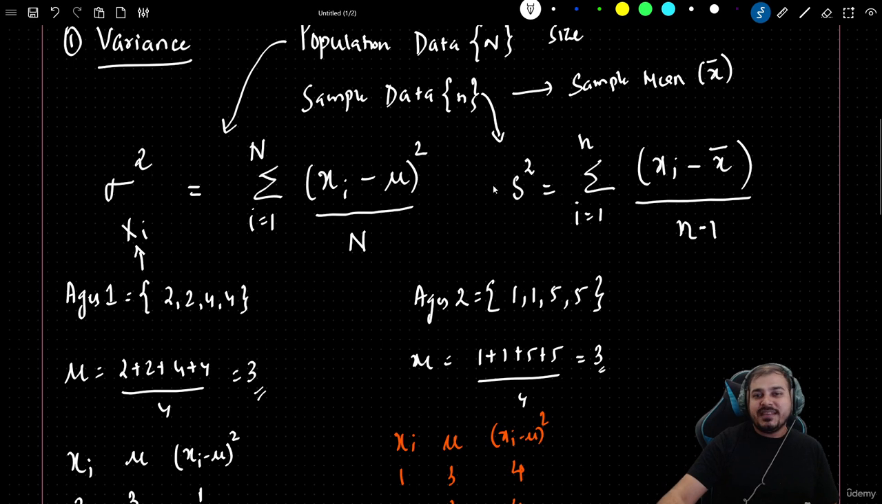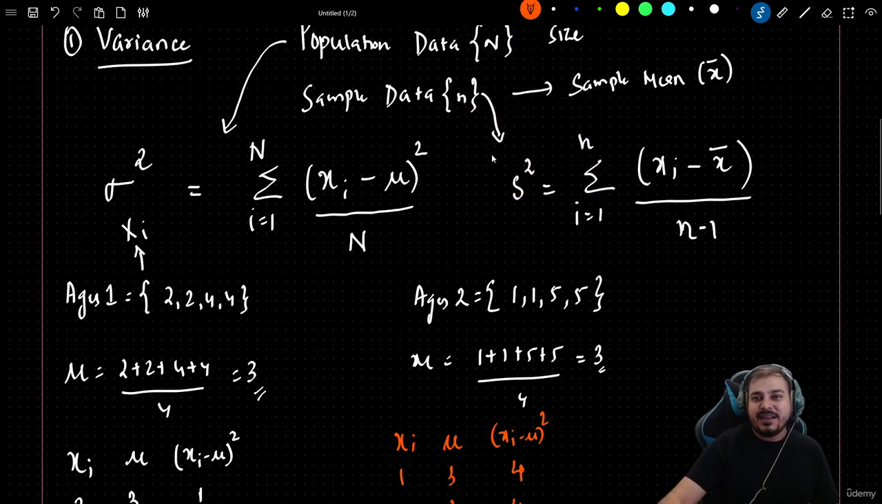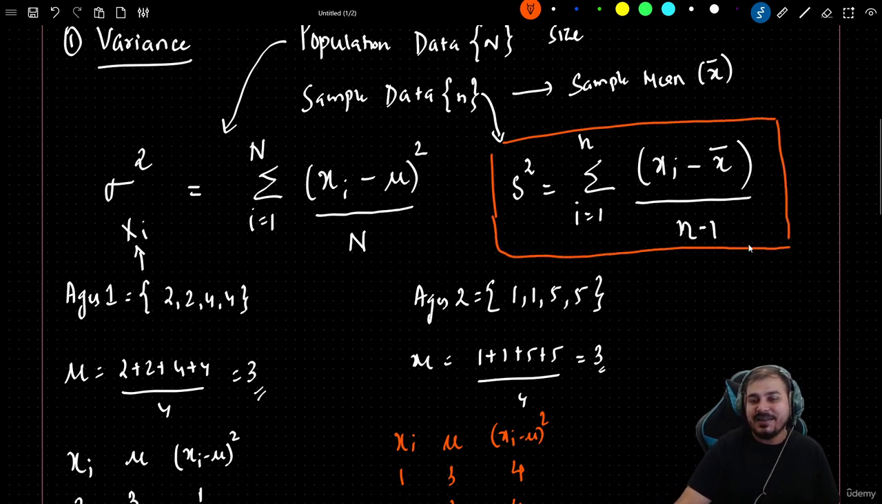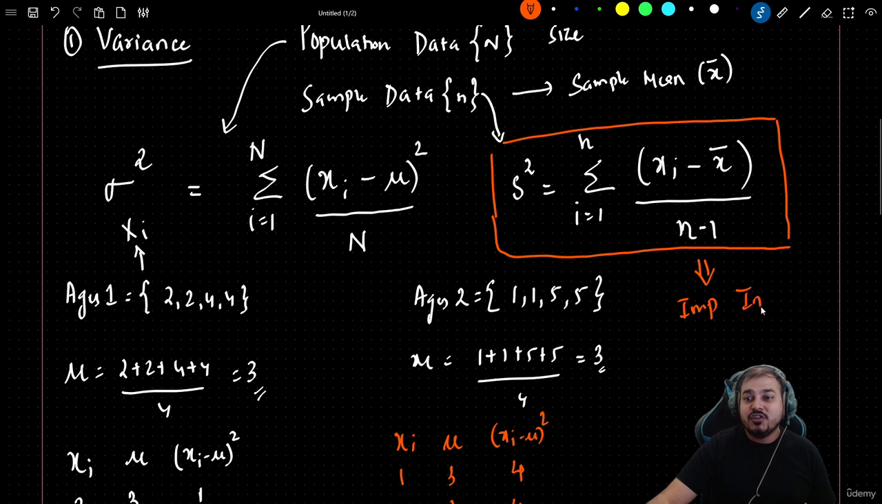Now you may be thinking, Krish, why this sudden change? Over here you have written capital N, here you have written n minus 1, right? Why? This is what we are going to discuss in our next topic: why do we divide our sample variance by n minus 1? This is very much important. It can also be a very important interview question. So I'm making a separate video which we are going to discuss in the next topic. So yes, let's continue to the next topic.